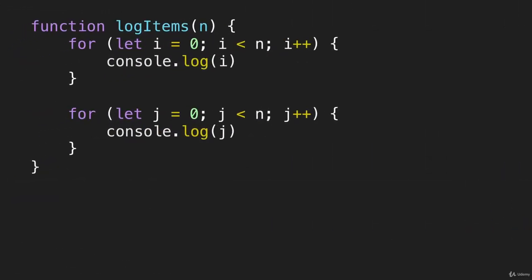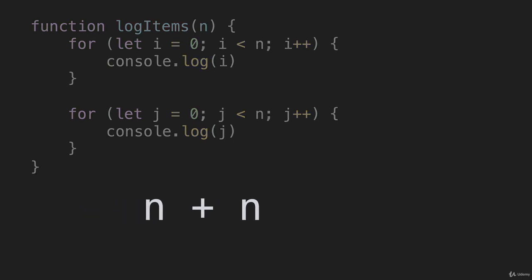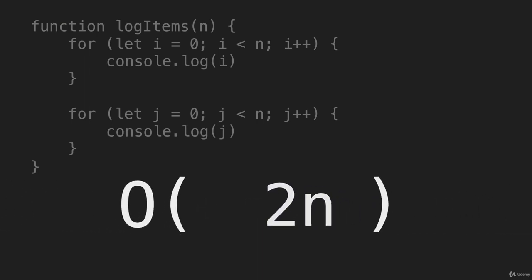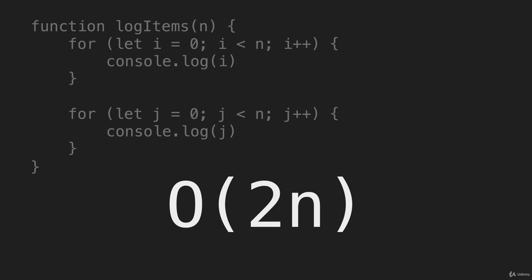So our code ran n plus n times, or 2n. So it would make sense to say that this is an O of 2n operation. But this is where that simplification comes in.